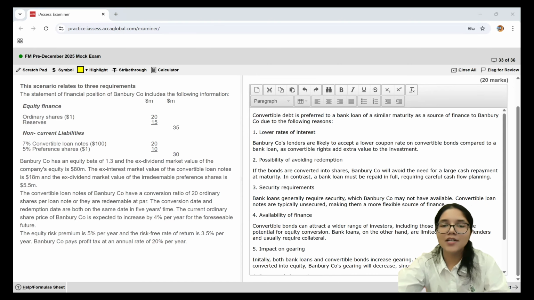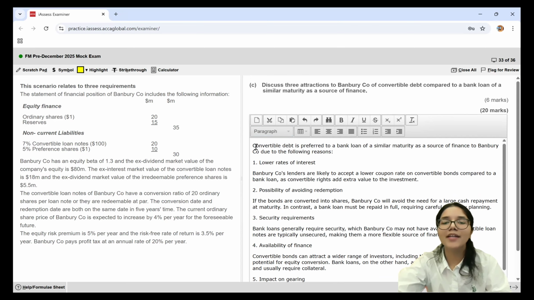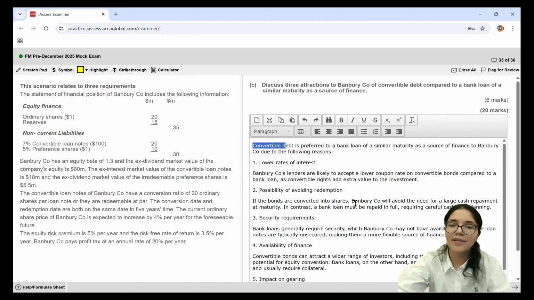So for the very first reason, you see lower rates of interest. Why? Because when you're giving the conversion option, you're already adding some extra value to the investment of the shareholders. So that means you can offer a slightly lesser rate of interest, so your cost will be lesser. That is why you will prefer convertible debt over a normal bank loan.